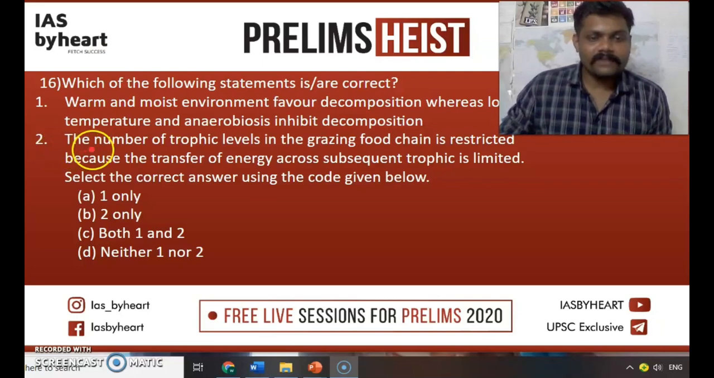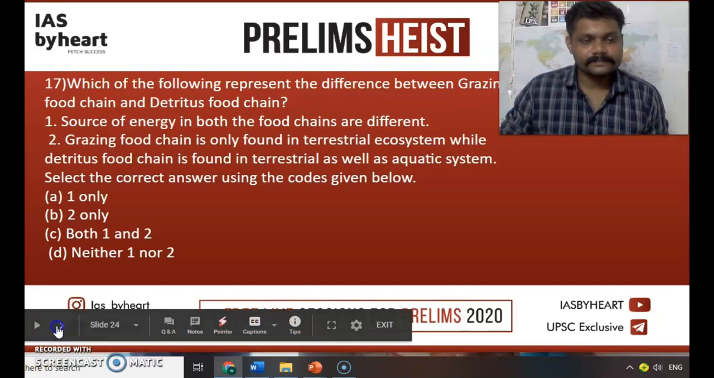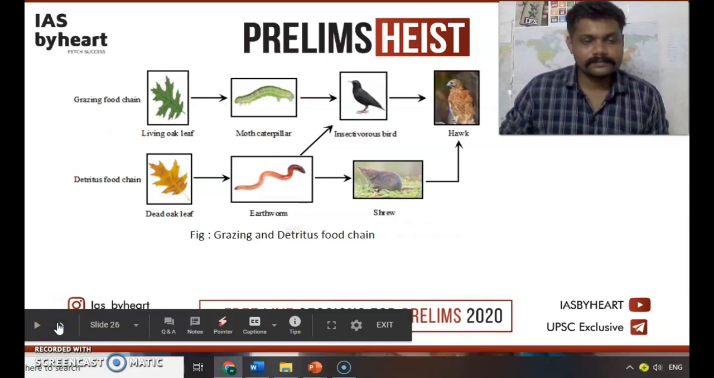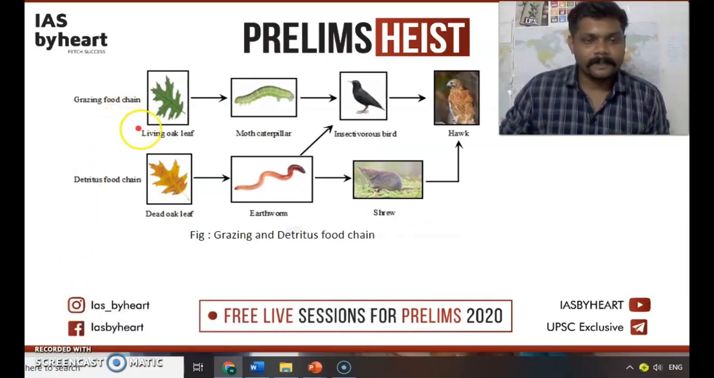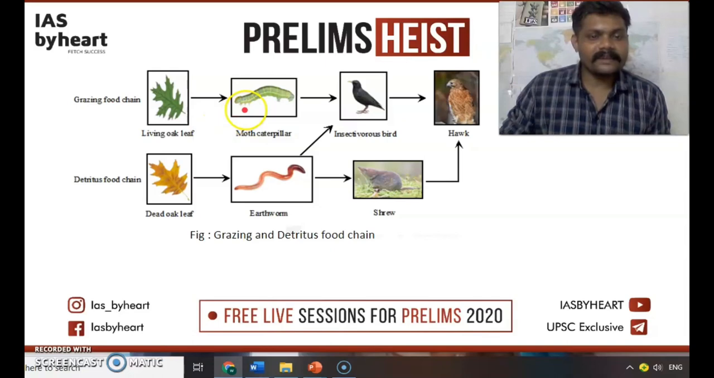And our second statement, the number of trophic levels in the grazing food chain is restricted. Yes, this is restricted because of transfer of energy. See here, this is our trophic level 1, trophic level 2, trophic level 3 and trophic level 4. Here, while consuming this leaf, the moth caterpillar gets only 10% of energy from this living oak leaf. 90% of this energy is held within this living oak leaf for respiration and some other purpose. While this insectivorous bird consumes this moth caterpillar, the bird can get only 10% of energy from this moth caterpillar, and the remaining energy is used by the moth caterpillar.